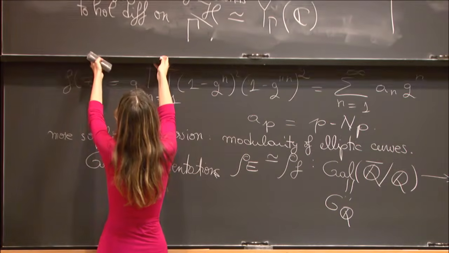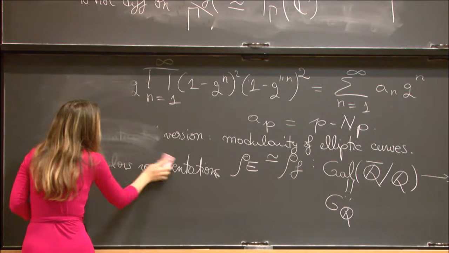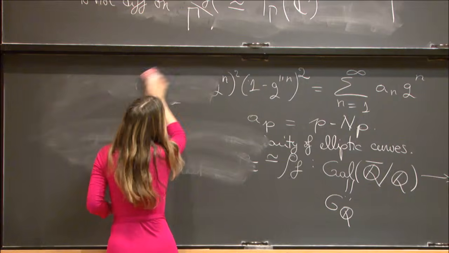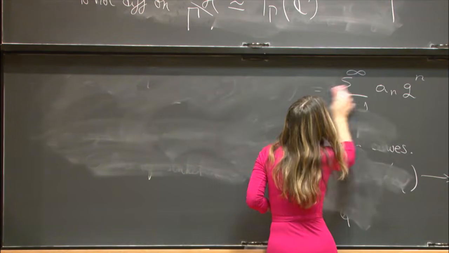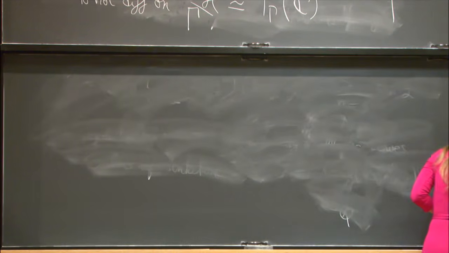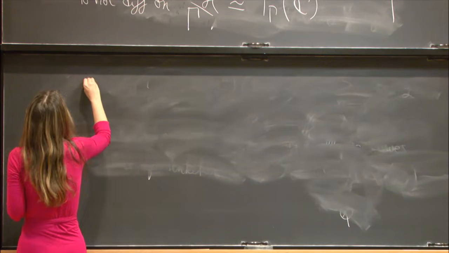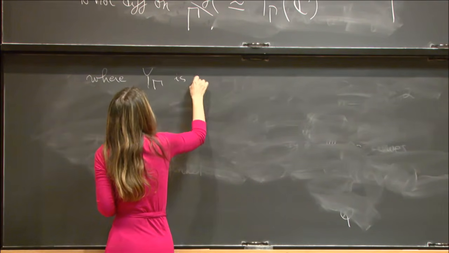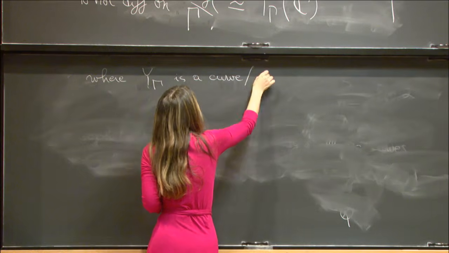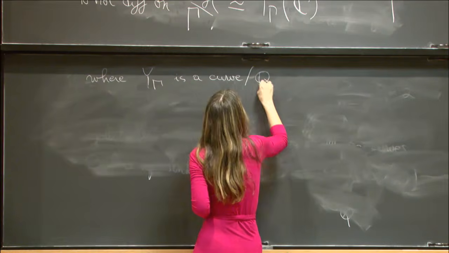So let me write that. So where Y_Gamma is defined over Q, so maybe not necessarily an elliptic curve, so not genus 1, depends on really what Gamma is, but some curve. It's not projective over Q, sorry. And I should tell you why this happens.